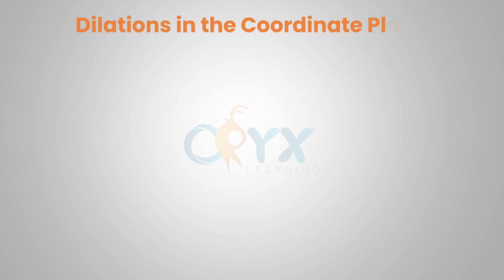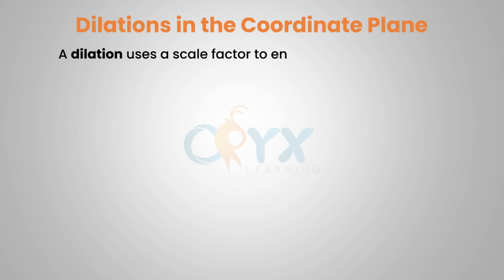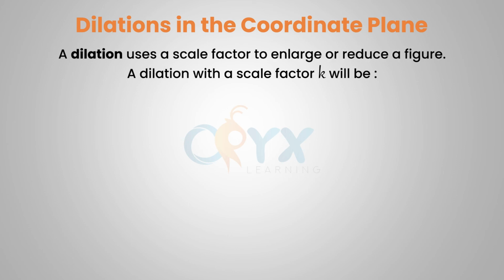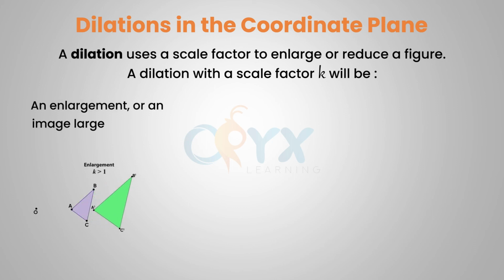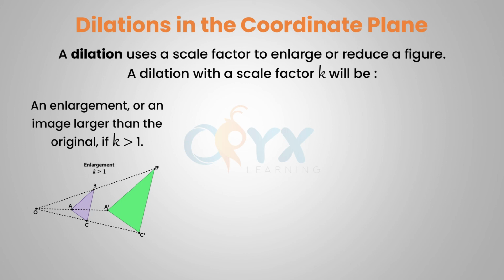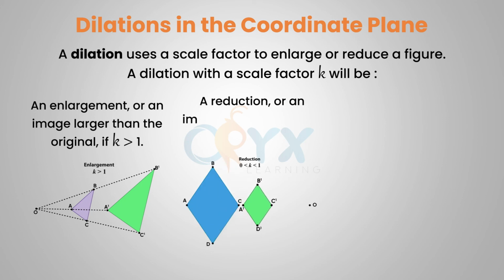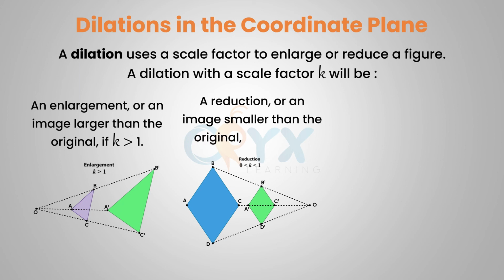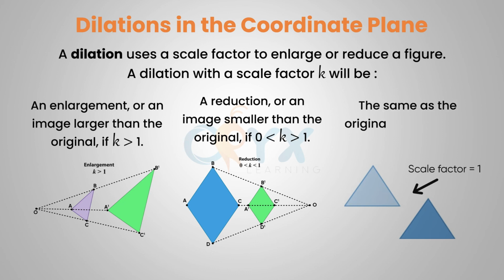So remember, a dilation uses a scale factor to enlarge or reduce a figure. A dilation with a scale factor k will be an enlargement, or an image larger than the original, if k is greater than 1. It will be a reduction, or an image smaller than the original, if k is greater than 0 and less than 1. Or it will be the same as the original figure if k equals 1.